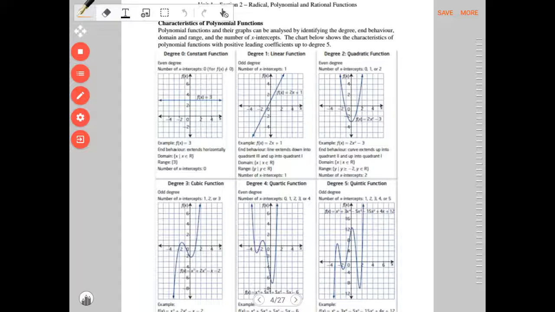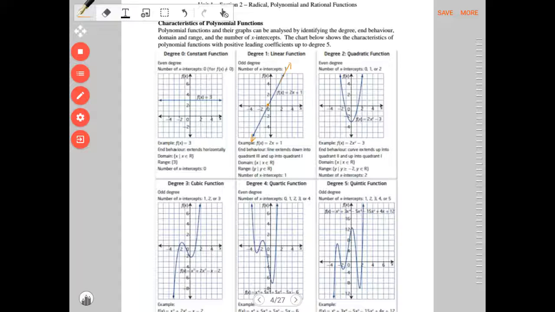Okay, so degree 1 is called a linear function. Okay, look, it has one x-intercept. Okay, that's pretty straightforward. Okay, and it goes on forever in both directions.